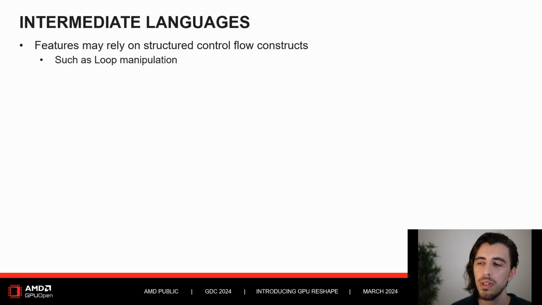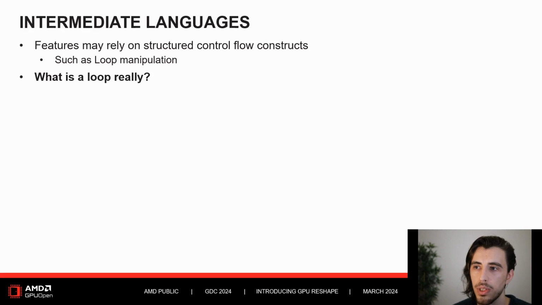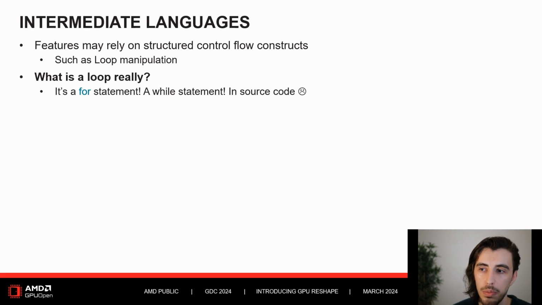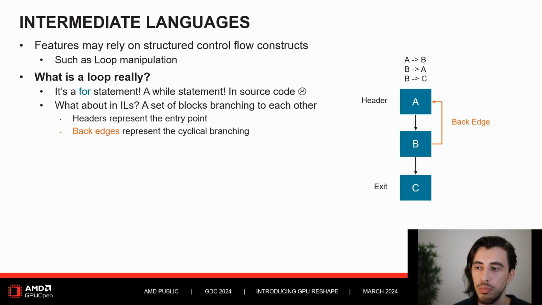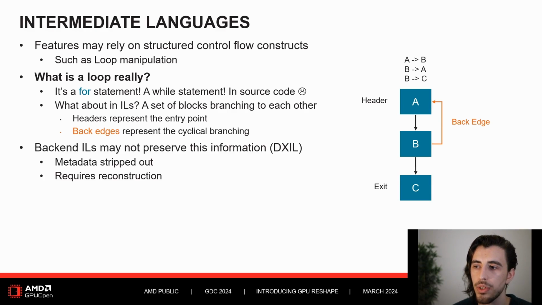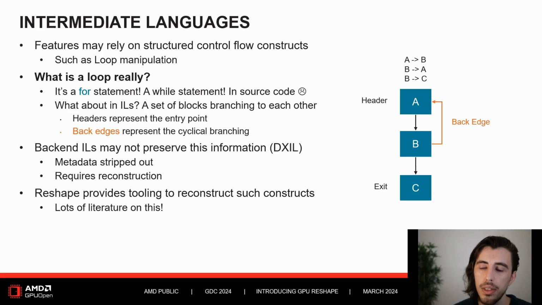But control flow is a rather funny creature. What if a feature needs structured information? In typical HLSL, this may, for example, be a for loop or a while loop. But in ILs, it's just a bunch of basic blocks branching to each other, where we have an entry point to the loop, known as a header, and then somewhere there's a cyclical branch back, which is known as the back edge. The thing is, the backend languages may not have this information or may strip it out, so we need to reconstruct it. While this particular thing isn't very hard to reconstruct, the key is that the necessary tooling is provided to reconstruct such constructs, including loop trees, and luckily for me, there's plenty of literature on it.